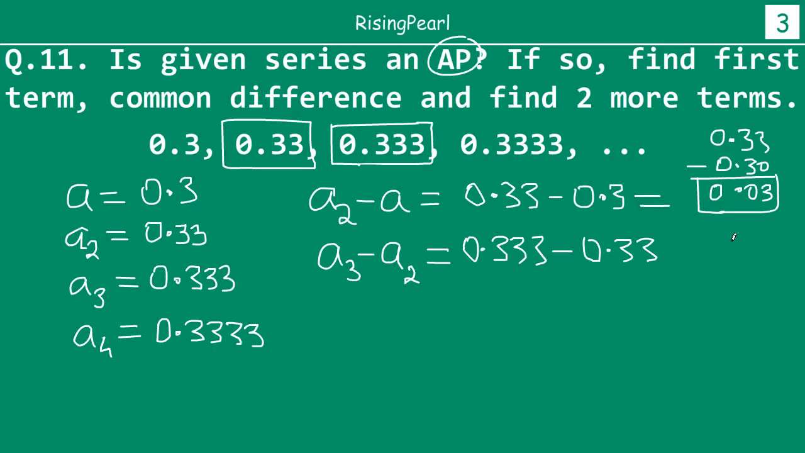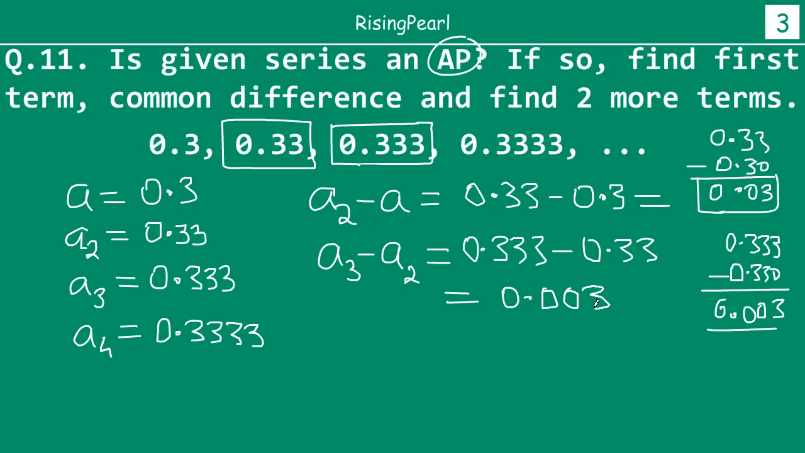Let's write it here. 0.333 minus 0.33. We can add a 0 here. So here we get 3 and then 0, 0, 0.0. So this is actually equal to 0.003. One very interesting point we notice is that A2 minus A1, the difference between the second and the first term, is 0.03. But the difference between the third term and the second term is 0.003.